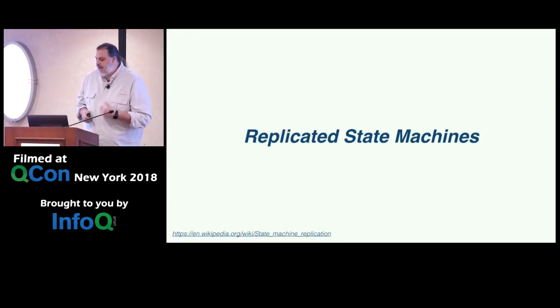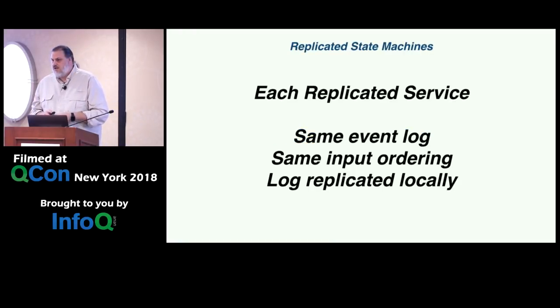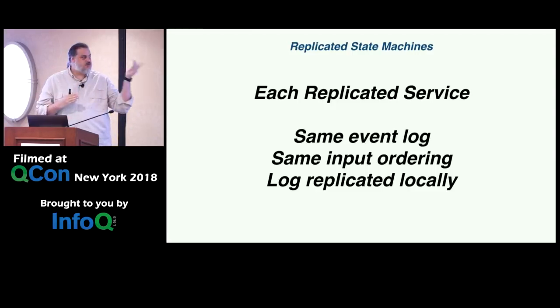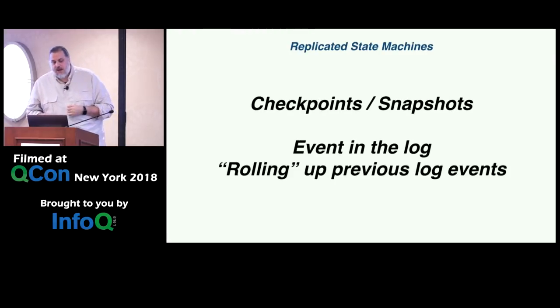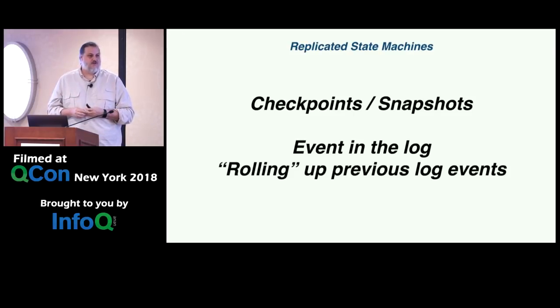This is a replicated state machine. The idea is that each replicated service has the same event log and sees the same input ordering. In other words, if two different events come in, they get ordered in some deterministic way so that each replica sees the same order, and we replicate it locally. So instead of it being replicated someplace external, it's replicated local to the state machine itself. And checkpoints and snapshots now are not just some random point in the log, they're actually events in the log. Take a snapshot at this point, so that all the replicas have the same snapshot, the same checkpoint. What this really does is roll up previous log events. We're taking all the events that have happened and saying we don't care about the log anymore, we just want the state that we're currently in.